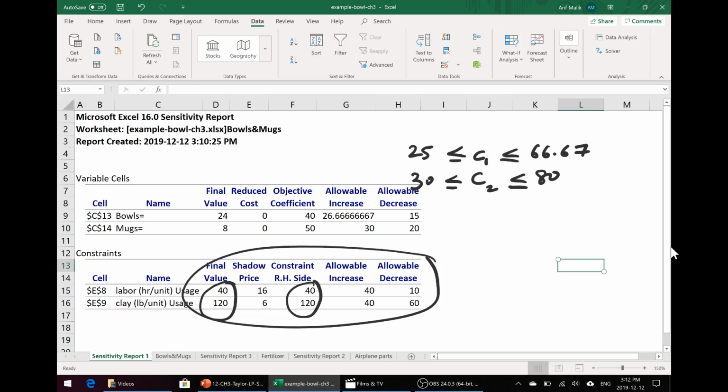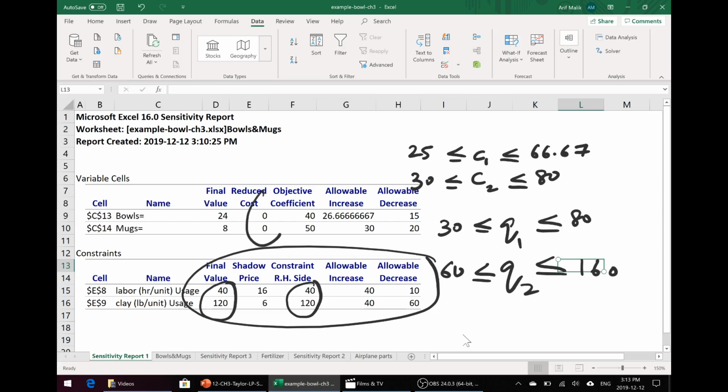Allowable increase and decrease: we can see that Q1 is less or equal to 40 plus 40 is 80, and 40 minus 10 is 30. This is the right hand side, which you can vary without changing the solution variable mix or without changing the shadow price. And the other one, Q2, is 120 plus 40 is 160 here, and the lower side is 120 minus 60 is 60 here. All right.